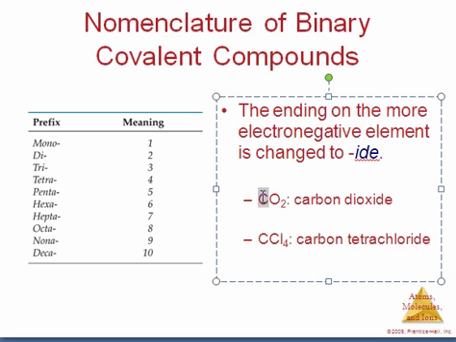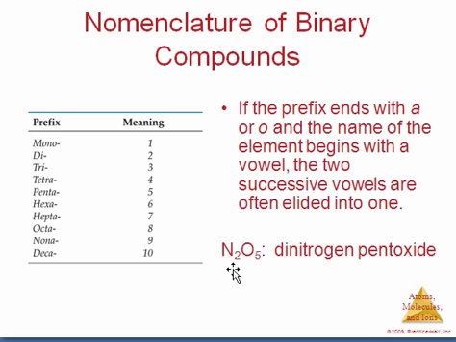So here we have one carbon, but since it's the first element, we don't use mono. And then we have two oxygens. The first element retains its name, carbon. The second ends in "ide," dioxide. This right here, carbon is first. The chlorine is second, so it goes to chloride. So carbon tetrachloride.